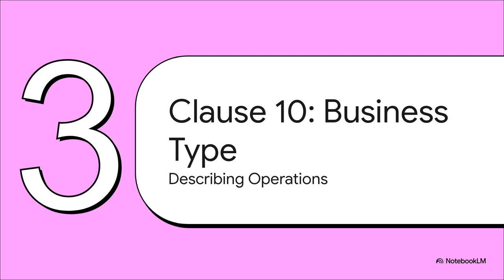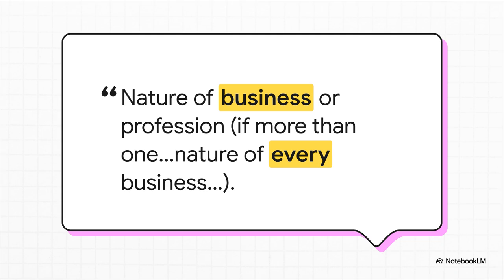All right, let's shift gears now and move on to Clause 10. This one's all about describing, correctly and concisely, what the business actually does. You can think of it as the first impression that the tax authorities get of the company's day-to-day operations. So the clause requires you to report the nature of every single business or profession the company was involved in during that year. This is important.